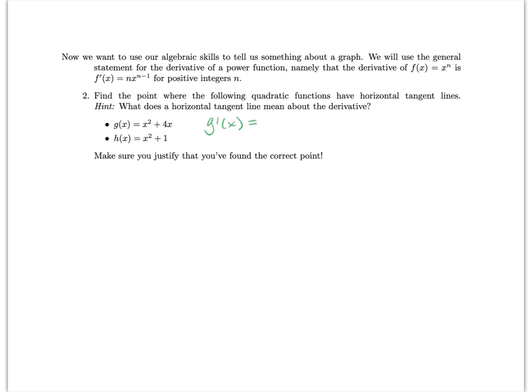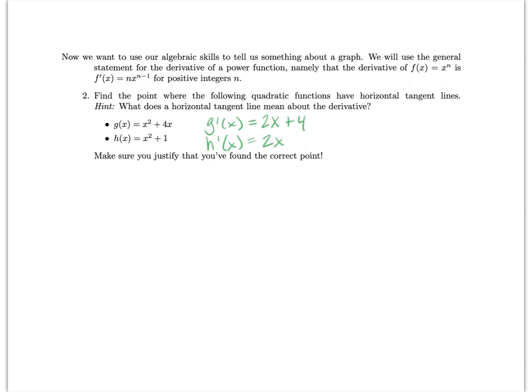So g prime of x. I'm going to use this secret formula that I was given, that to take the derivative of a power function, you just take the exponent, bring it down in front, reduce the exponent by 1. So the derivative of x squared is 2x. We actually already did that together earlier. And the derivative of 4x is 4, because we also already found that the derivative of any mx plus b is just m. And then h prime of x is going to be 2x plus 0, because the derivative of a constant will be 0. And we have 2x plus 4 and 2x.